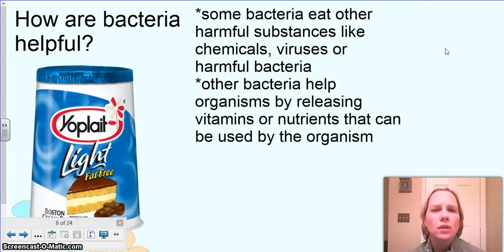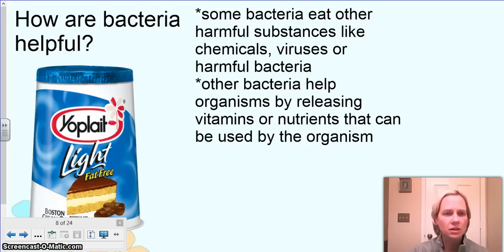All right, so some bacteria eat other harmful substances. So bacteria aren't always bad, okay? We always hear about them being bad because they make people sick, but good bacteria are going to eat things that are bad inside of you. They might eat viruses. They might eat other harmful bacteria. Other bacteria help organisms release vitamins or nutrients.